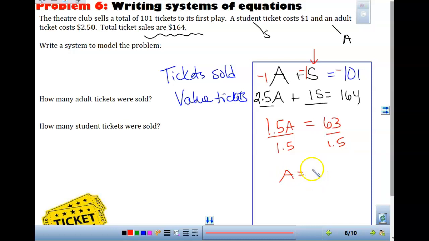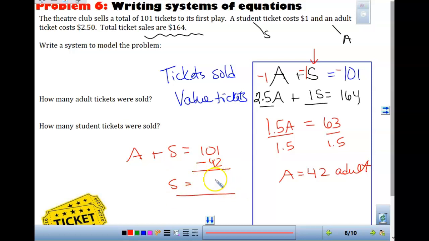What'd you get, Johnson? How much? 42. So I had 42 adult tickets. And now the easiest one to me is to subtract out from 101, right? Because we know the adult plus the student had to be 101. So I'm going to take 101 and subtract 42, and that's going to tell me how many student tickets I have, right? So I had 59 student tickets, right?